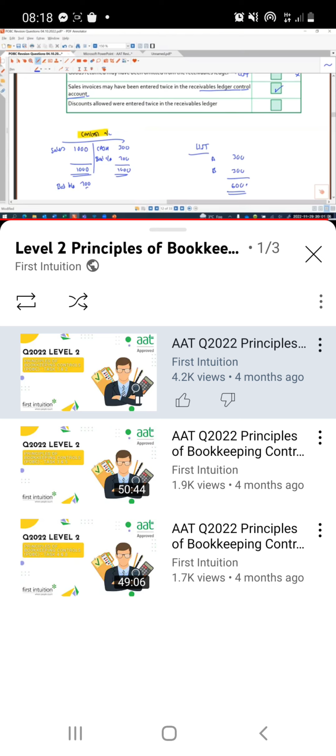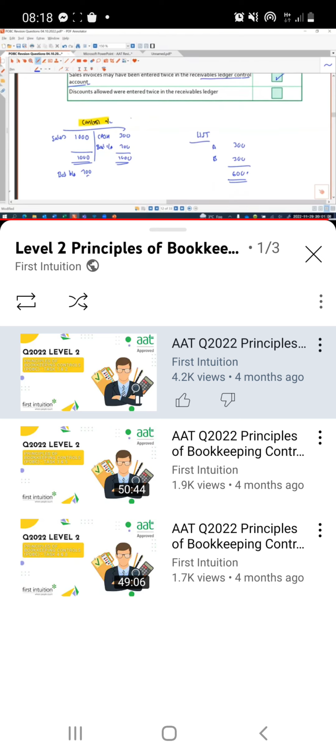And then the last one: discounts allowed were entered twice in the receivables ledger. So I'm back over here. Whenever I see the phrase receivables ledger, I say list. So I gave, say, a discount, and then I accidentally posted the discount again. So the balance on the list is now too low. That's what the question was asking about, so that's also a correct answer.